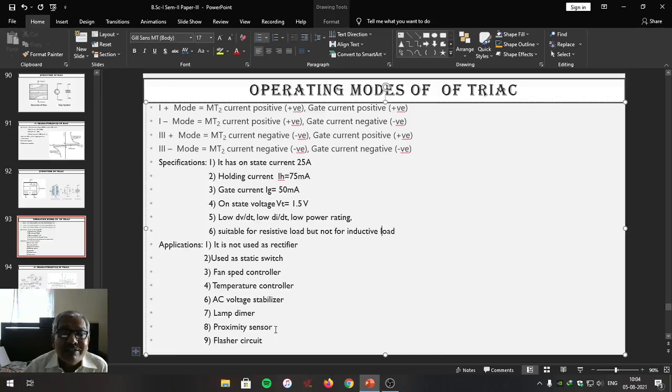It is used to detect anyone who is available within the vicinity. It is also used in a light flasher circuit. So these are the peculiar applications associated with the triac. Friends, we have studied the working of triac, construction of triac, various modes of operation of triac, specifications and applications.